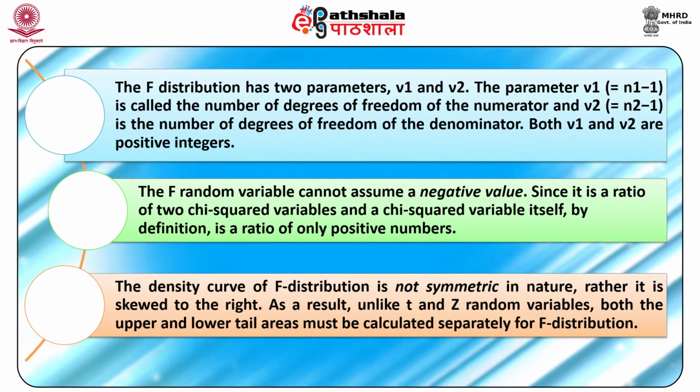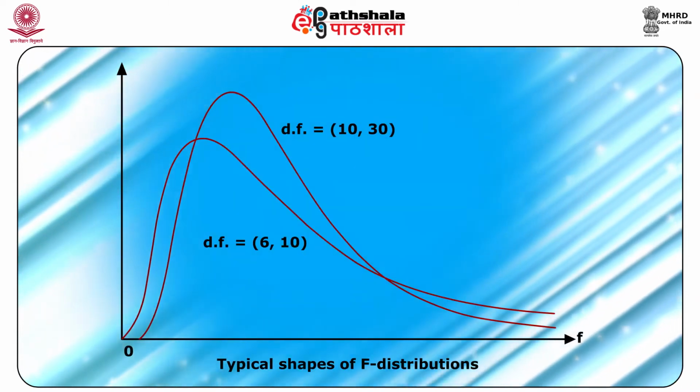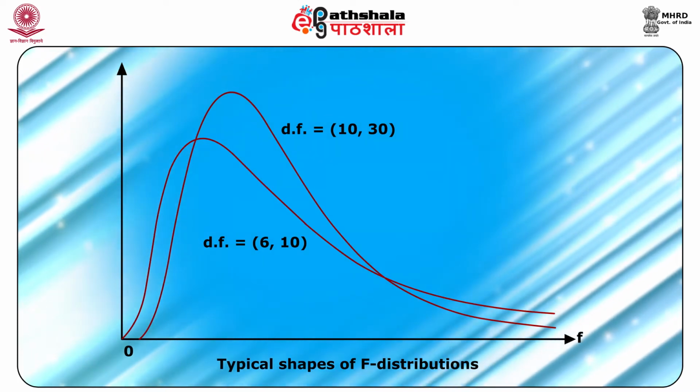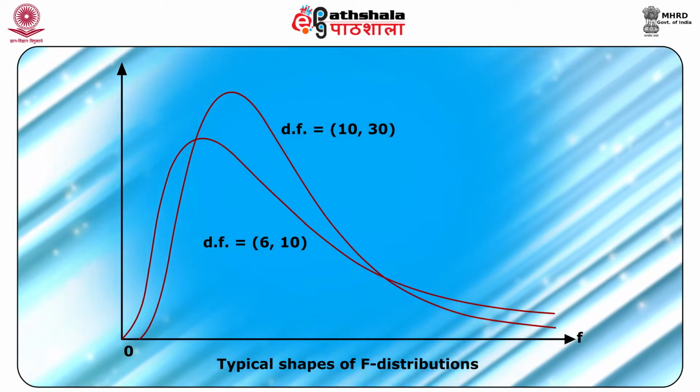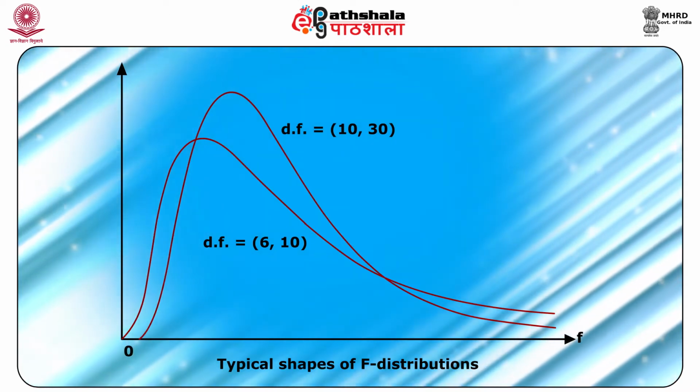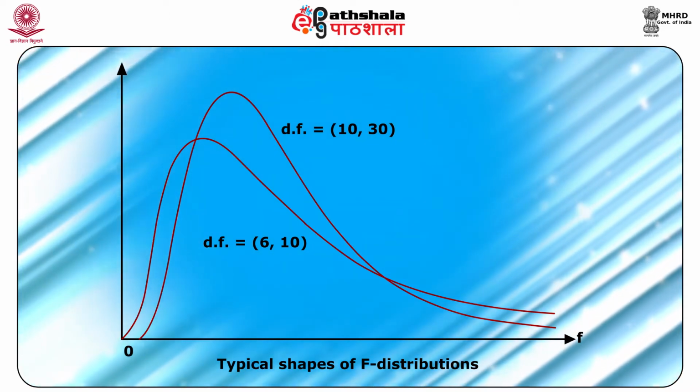Both nu1 and nu2 are positive integers. The curves of a typical F distribution are shown in our figure 1, and this F distribution is said to be completely identified if nu1 and nu2 are known.